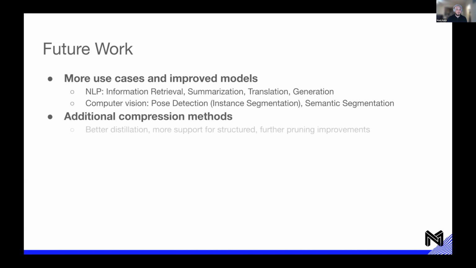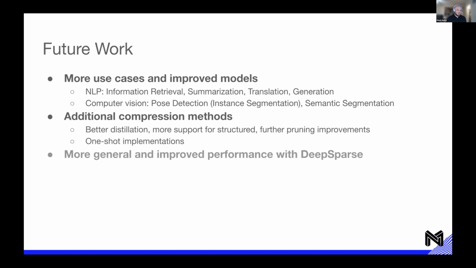Additional compression methods we're also adding in. So we're adding in better distillation, more support for structured techniques, and further pruning improvements as we develop more technology and more research. And then additionally, we have the one-shot implementation. This is what I was mentioning earlier that we have research coming out on. Really excited for this to come out, and hopefully we have really, really good results. So I'll leave it at that.